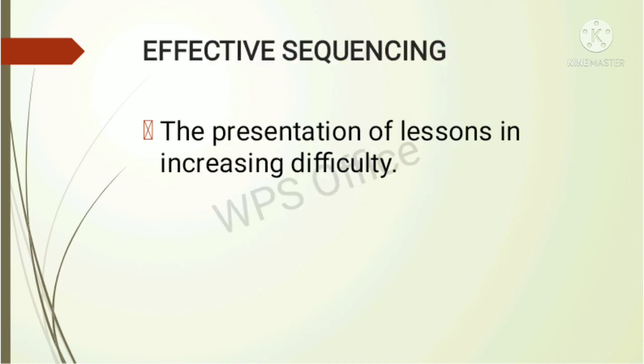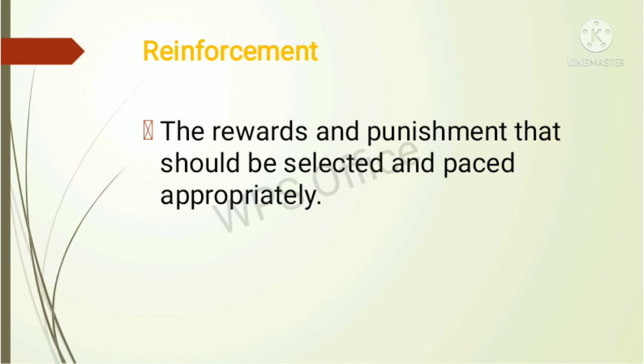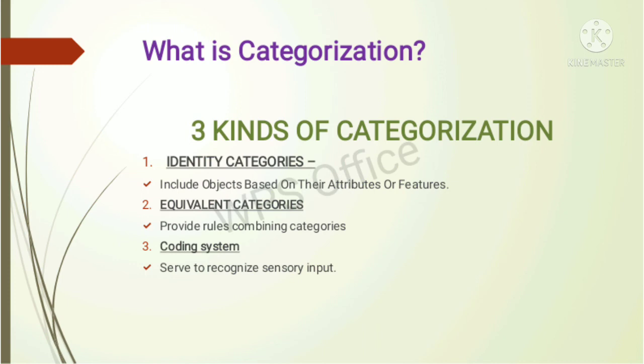When we say effective sequencing, this is the presentation of lessons with increasingly developing difficulty. This is the third principle of Bruner's, and it refers to how, according to Bruner, the structure should be presented to learners through the content so that students increase their ability to grasp and transform what is learned. The fourth one is reinforcement. When we say reinforcement, rewards and punishment should be selected and paced appropriately. This is the last aspect of Bruner's theory: the nature and pacing of advisable reward and punishment should be specified.